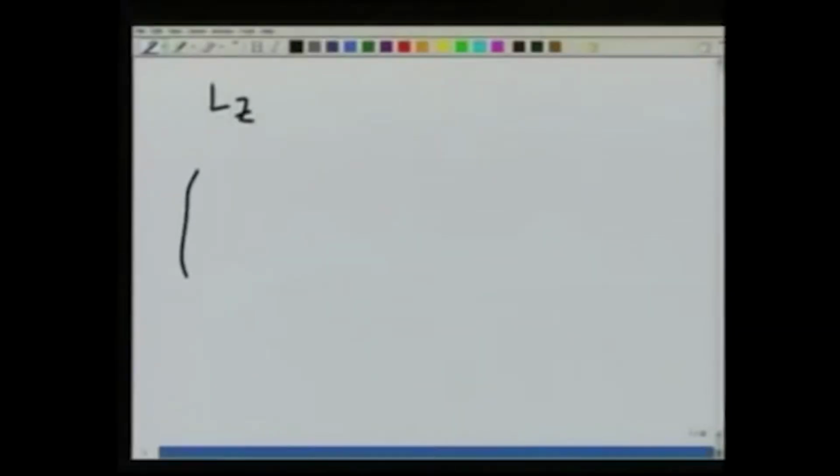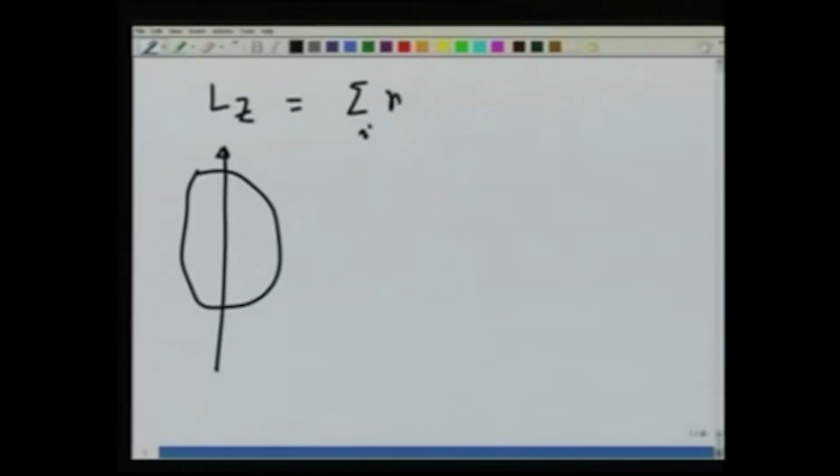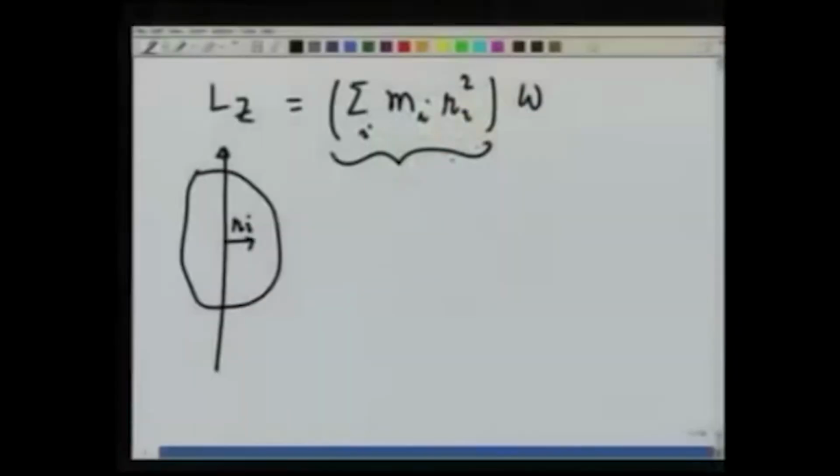Having obtained the expression for Lz as summation i m_i R_i square omega, where R_i is the perpendicular distance from the axis of rotation, we call this quantity the moment of inertia, I omega. Let us calculate this quantity I for certain simple and slightly more involved elements.